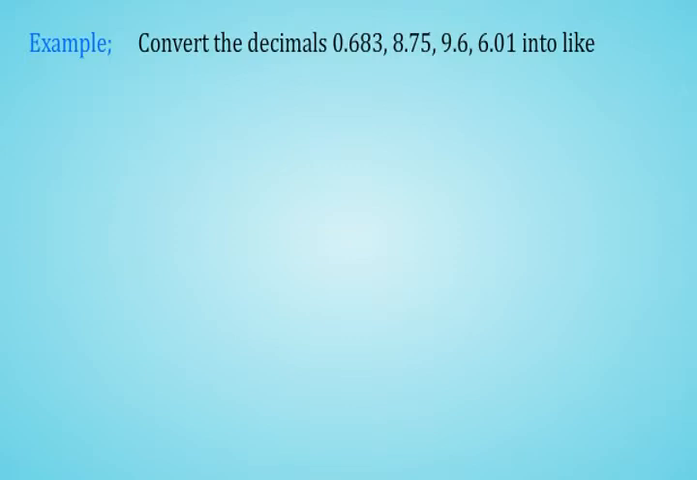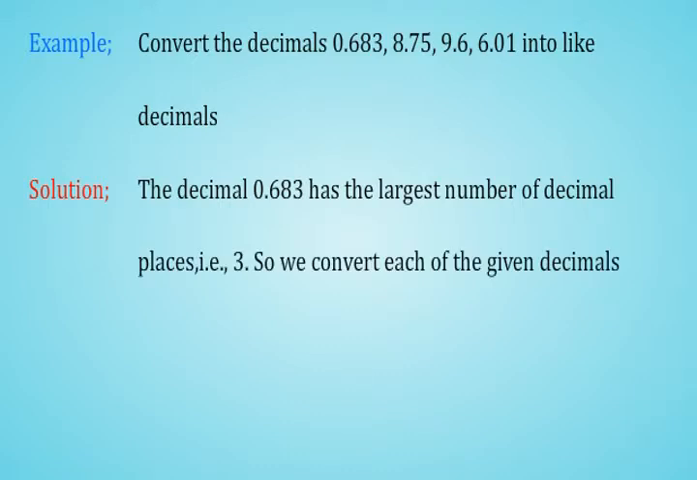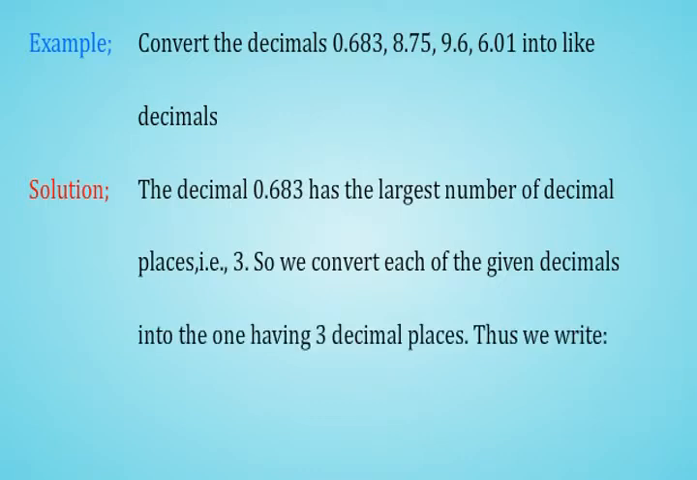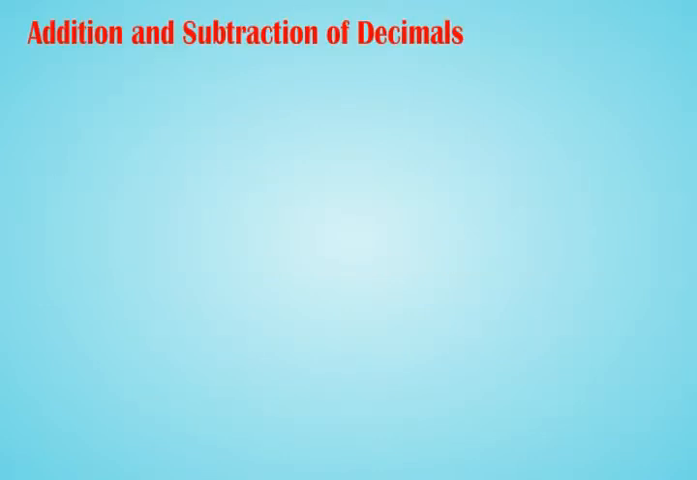Example, convert the decimals 0.683, 8.75, 9.6, 6.01 into like decimals. Solution. The decimal 0.683 has the largest number of decimal places, that is 3. So we convert each of the given decimals into one having 3 decimal places. Thus we write 0.683, 8.750, 9.600 and 6.010 are like decimals.